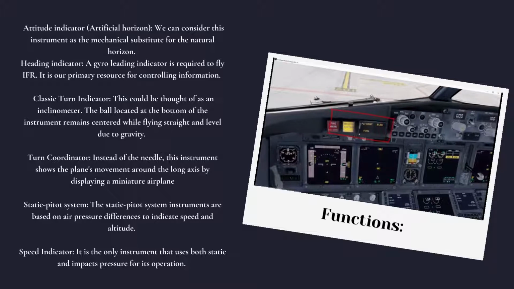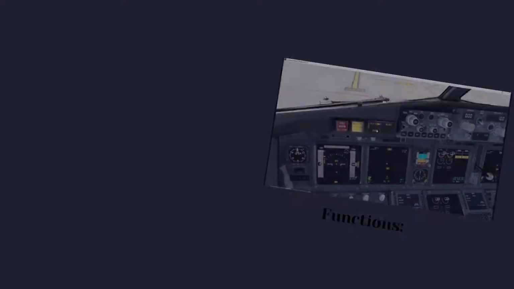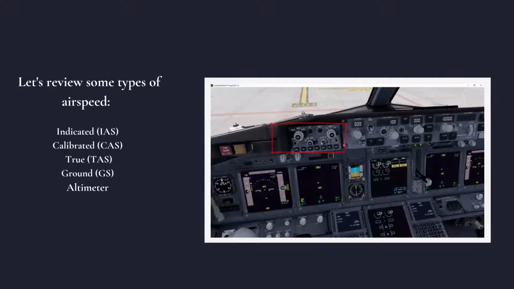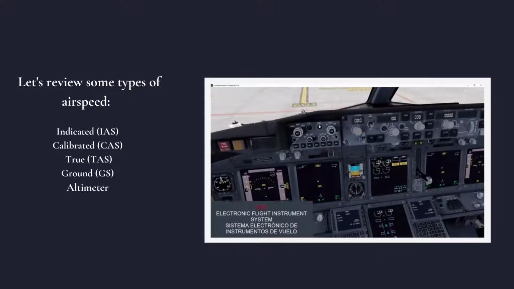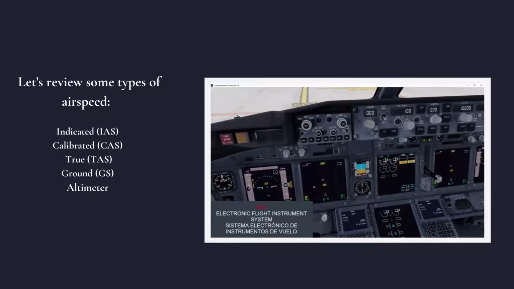The airspeed indicator is divided into several color ranges that define ranges of speeds for the different flight phases. Indicated airspeed, IAS. It is read directly from the instrument without any correction. Calibrated airspeed, CAS. It is the indicated speed corrected for instrument and installation error.